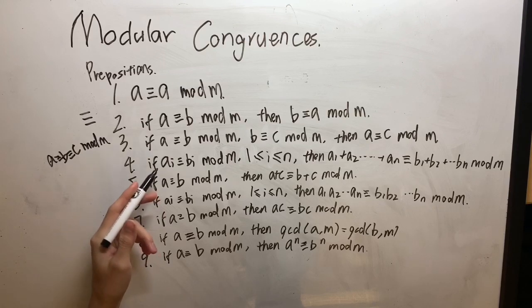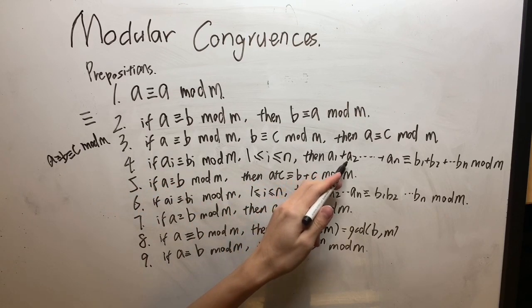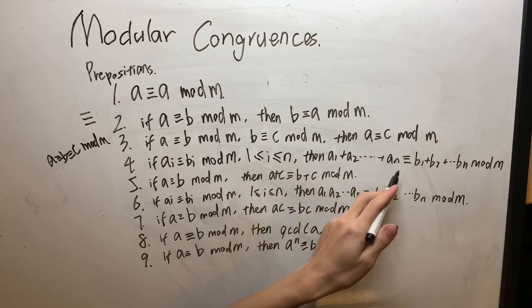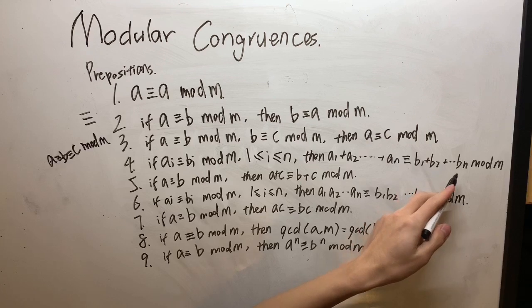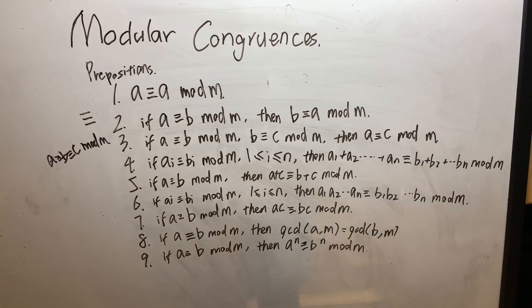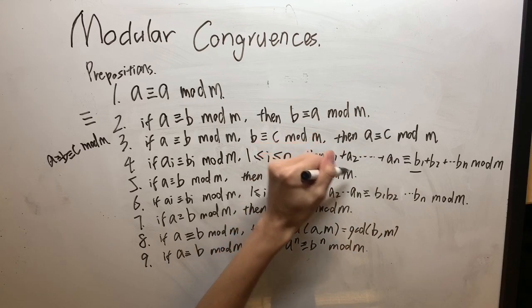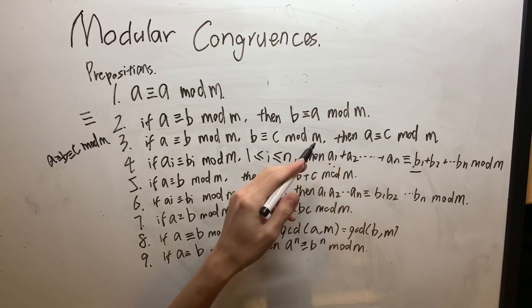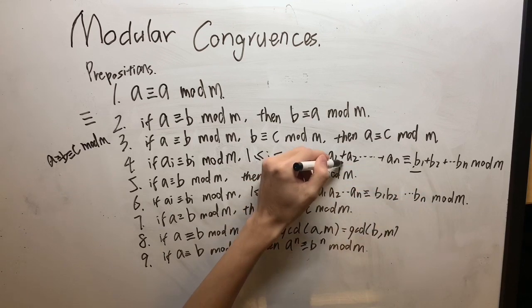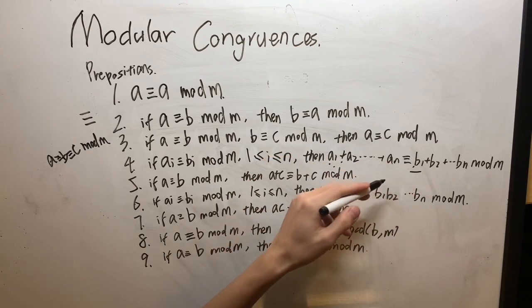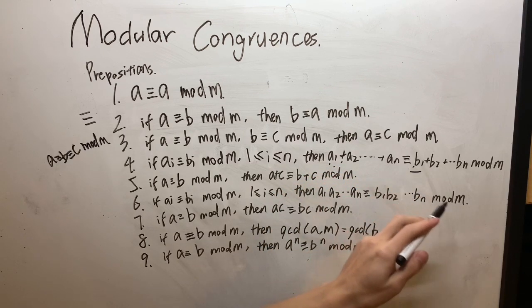Next one, if Ai is congruent to Bi mod M, then A1 plus A2 until An is congruent to B1 plus B2 until Bn mod M. So each individual A1 minus B1, A1 is congruent to B1 mod M. So when they add together, they can also be divisible by M.